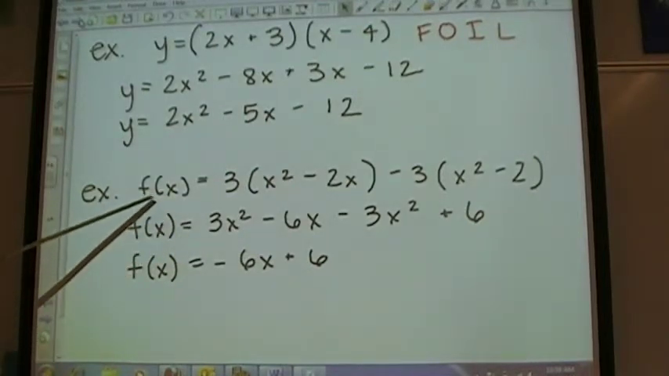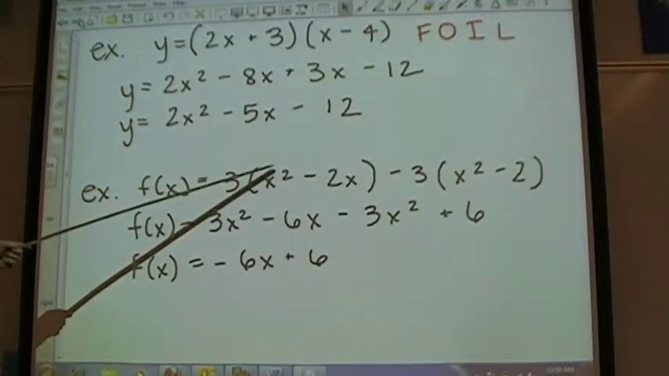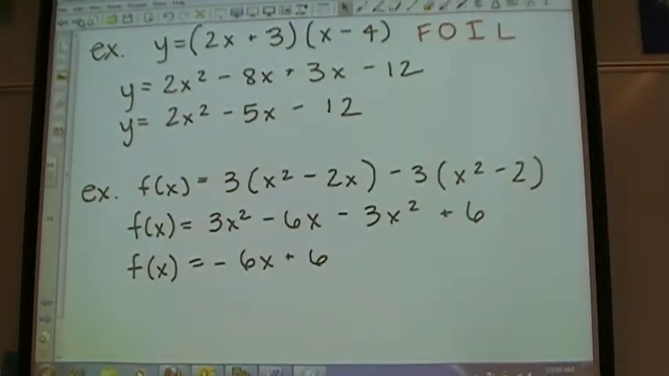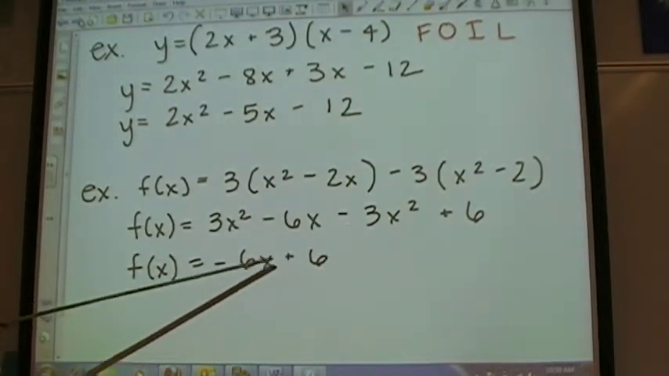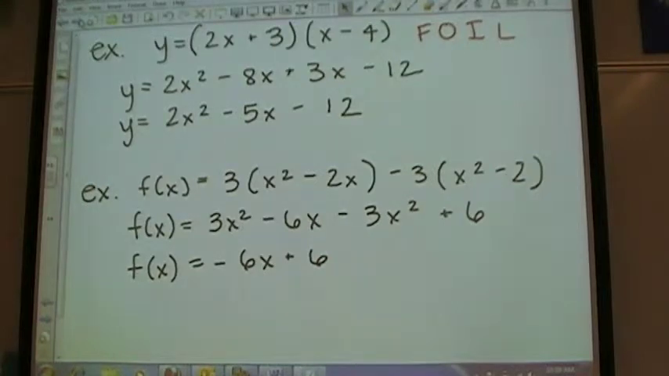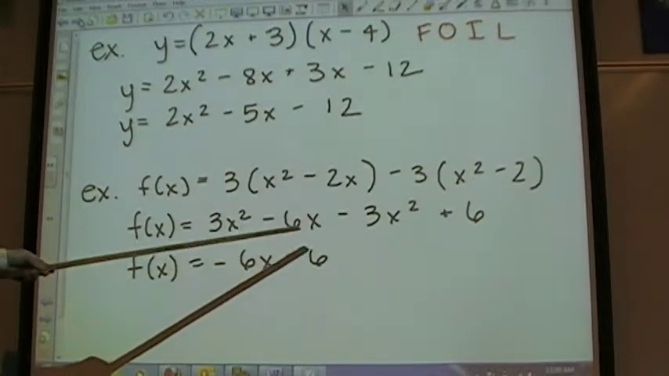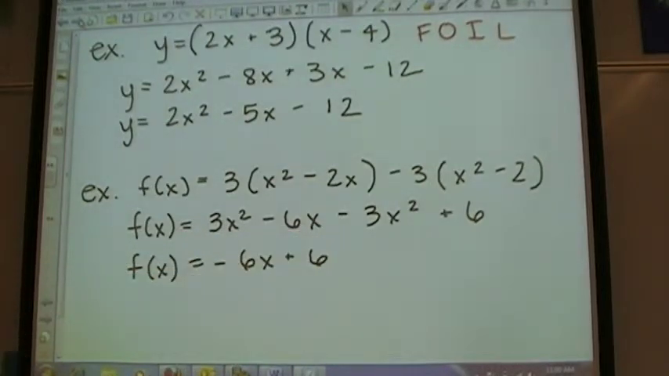Okay, here, same thing. Distribute the 3. You get 3x squared minus 6x minus 3x squared plus 6x. The 3x squareds cancel out. What are you left with? Negative 6x plus 6. So is it quadratic or linear? Linear. What's your linear term? Negative 6x, constant 6. How do you know it's linear?